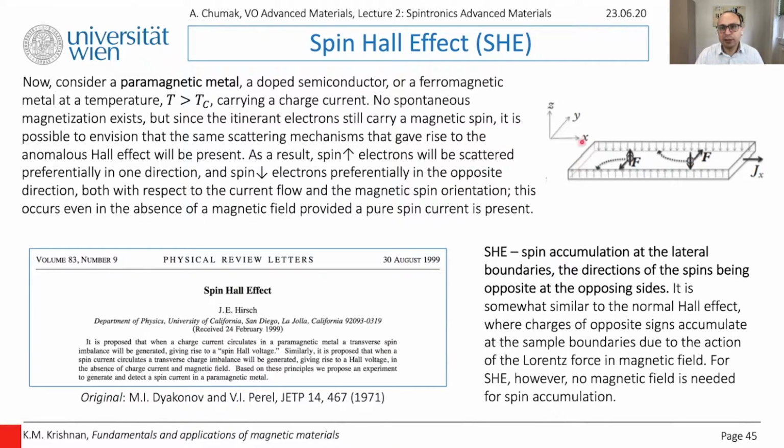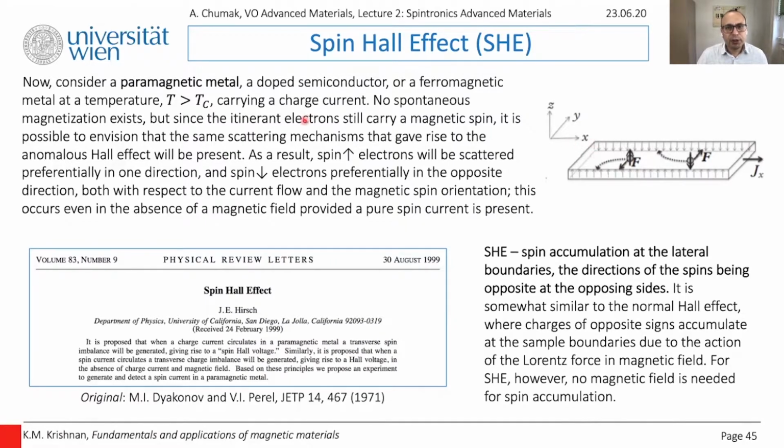And the effect itself is described here. It's very simple. When you have such a material, usually you need some heavy metal with a large spin orbit interaction, for example, platinum. And then you apply current, namely your electrons are moving in that direction. Then depending on the spin polarization of your electrons, spin up or spin down, they will be scattered and accumulated at different sides of the sample. So spin up electrons will be accumulated on this side of your structure, and spin down electrons will be accumulated there. So this is, in simplest words, the spin Hall effect.